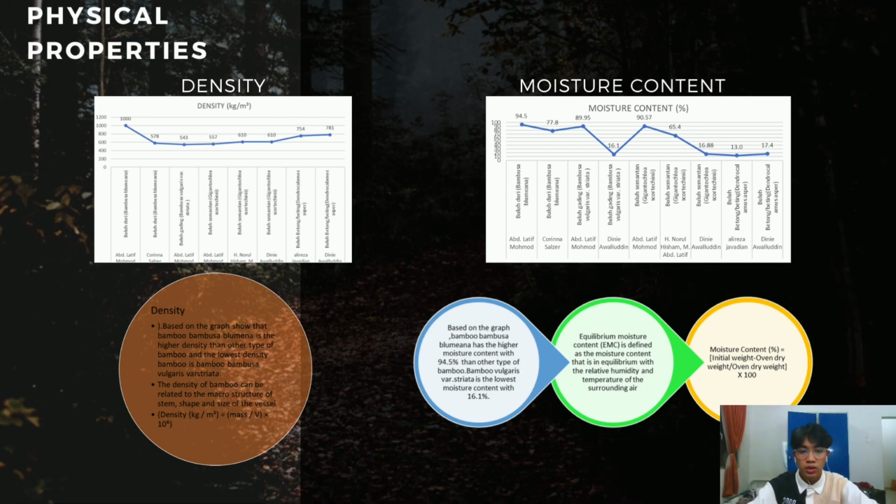Okay, next for the moisture content, based on the graph, bamboo bulbosa blumina has the highest moisture content, which is 94.5% compared to other types of bamboo. And the bamboo vulgaris basalta has the lowest moisture content, which is 16.1%. Equilibrium moisture content can be defined as the moisture content that is in equilibrium with the relative humidity and temperature of the surrounding air.